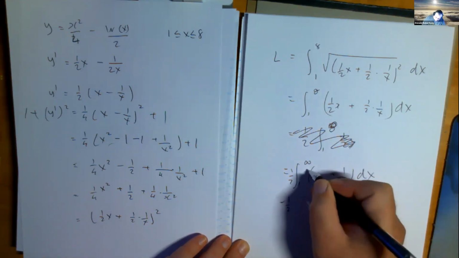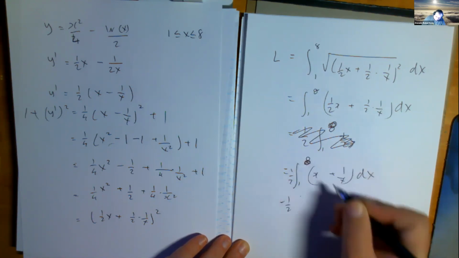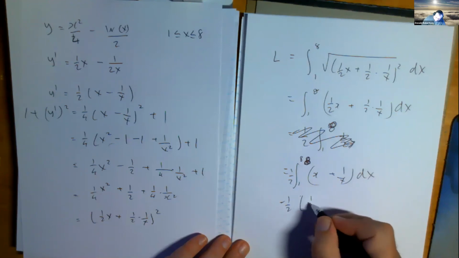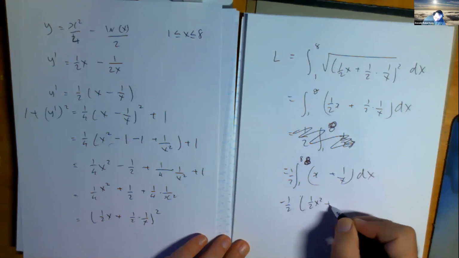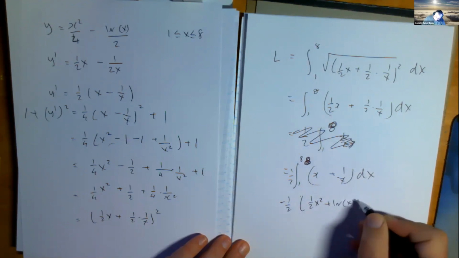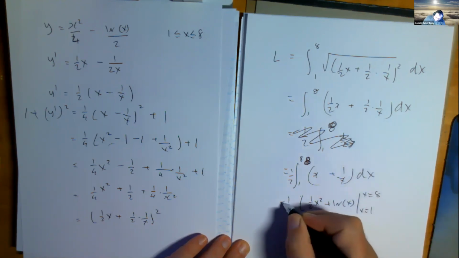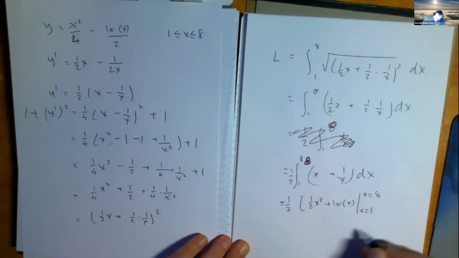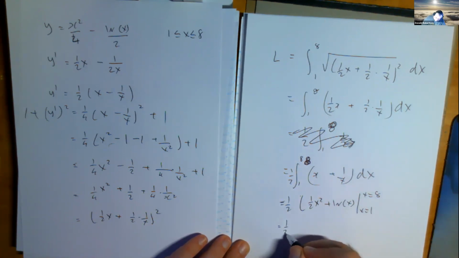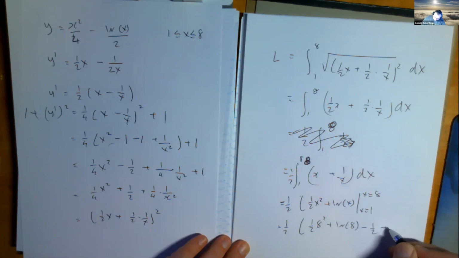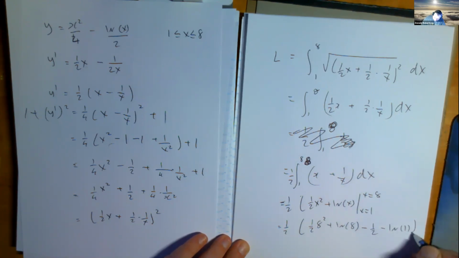So let's see. I'm getting 8s in my brain, and it's turning into infinities because of what we just did. So that's 1/2 x squared, that's the natural log of x, it's going to be evaluated from 1 to 8. And then we take 1/2 of everything. So it's 1/2 of 8 squared plus the natural log of 8, take away 1/2, take away the natural log of 1.